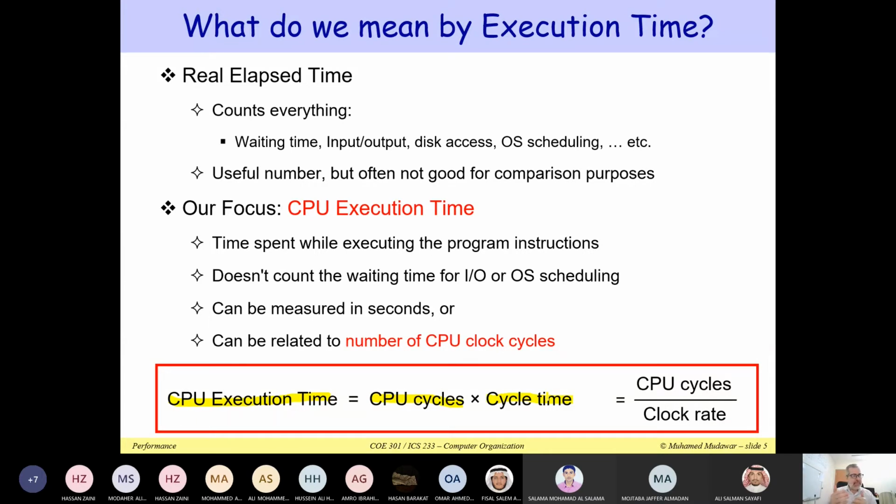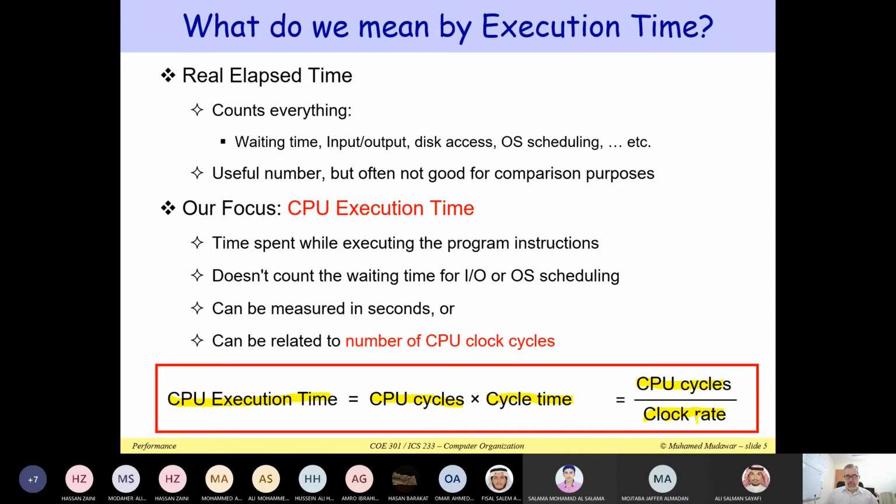Now the cycle time, what's the cycle time? It is just 1 over the clock rate. So, knowing the clock rate or the clock frequency, we can divide the number of CPU cycles by the clock rate or the clock frequency. So that's the meaning of the clock rate. It is just the clock frequency.